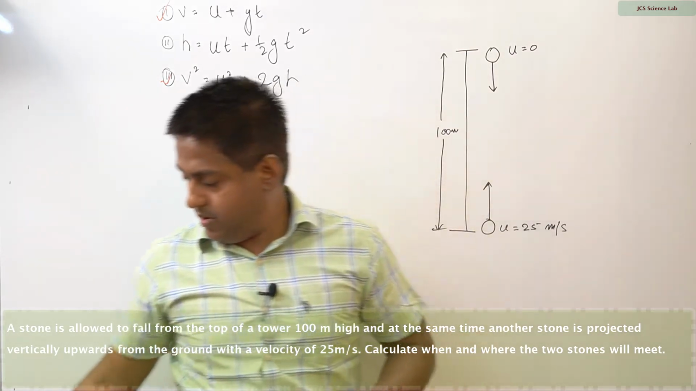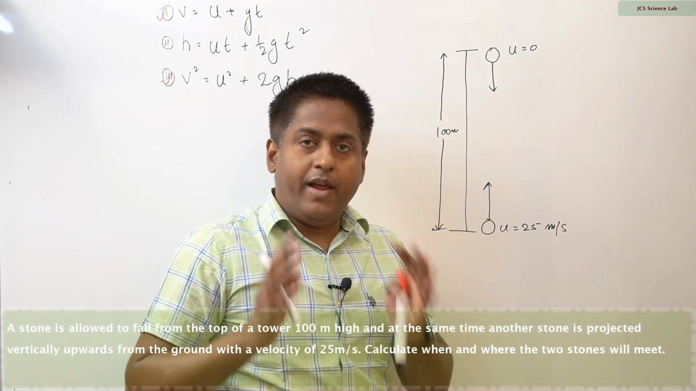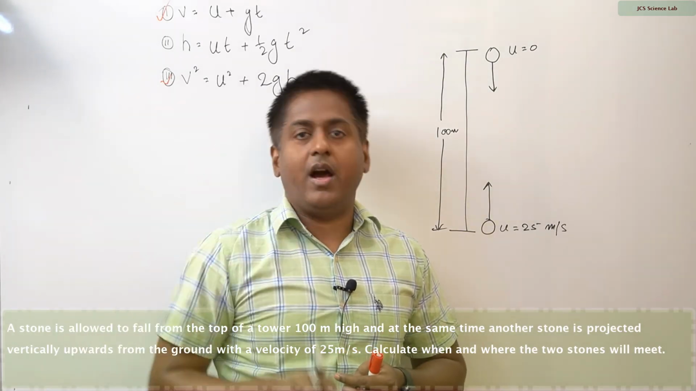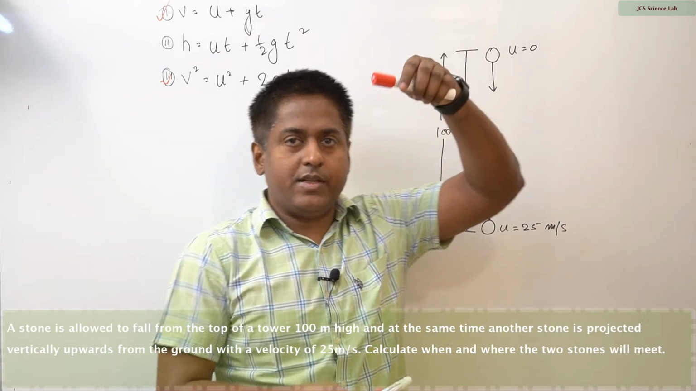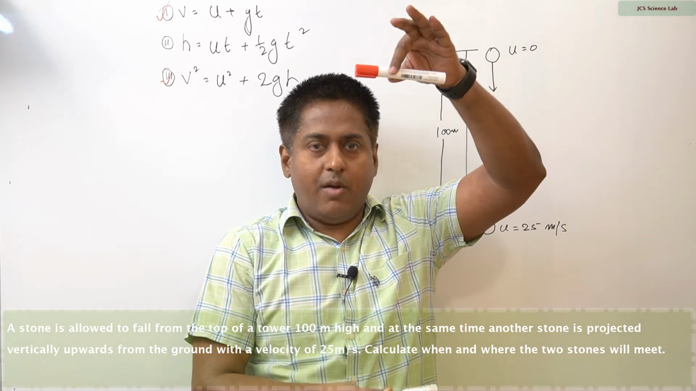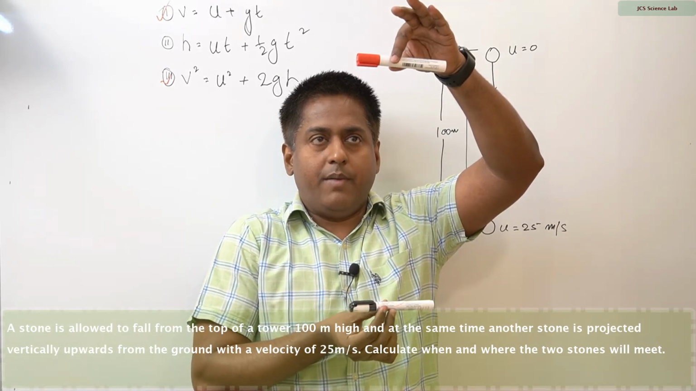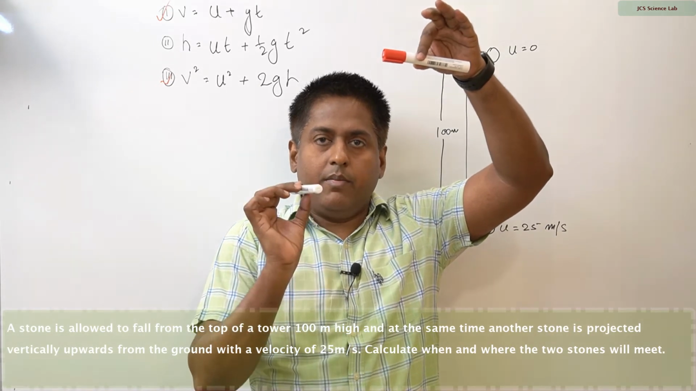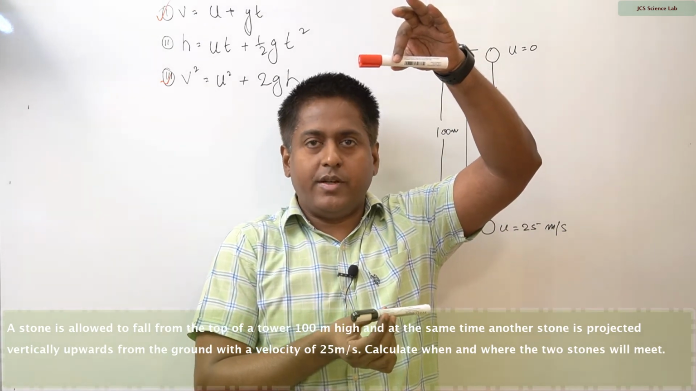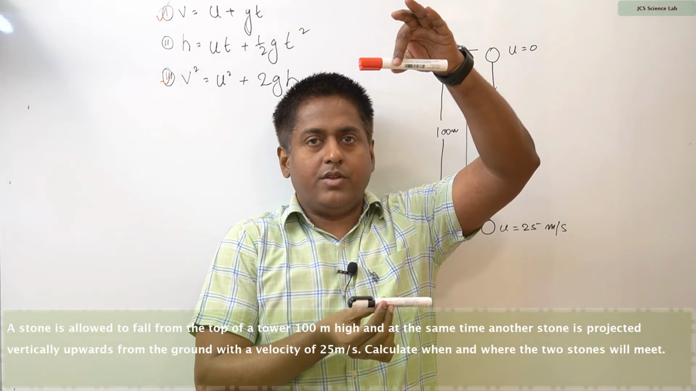Calculate when and where, which means at what time and at what height they will meet. This is the situation. This stone is dropped and another stone is thrown vertically upward. This is thrown with a velocity of 25 meter per second and this is dropped, so its initial velocity is 0. Now the situation is like this.